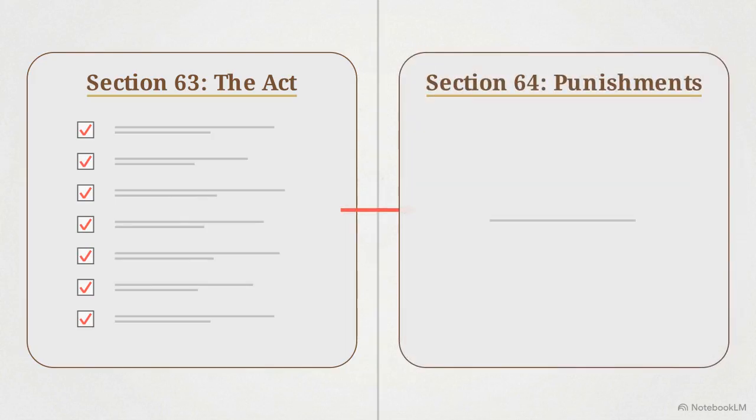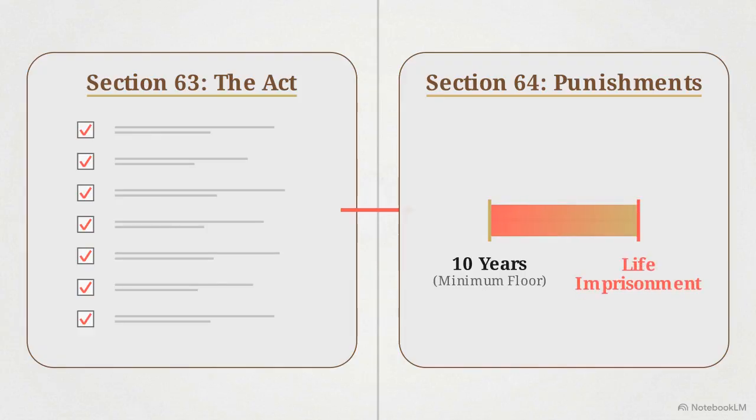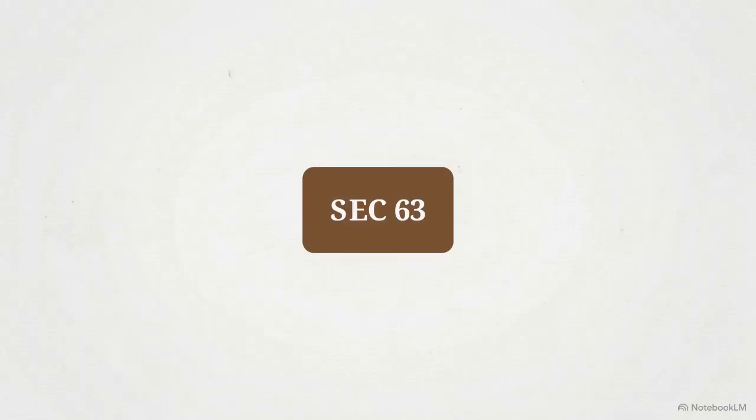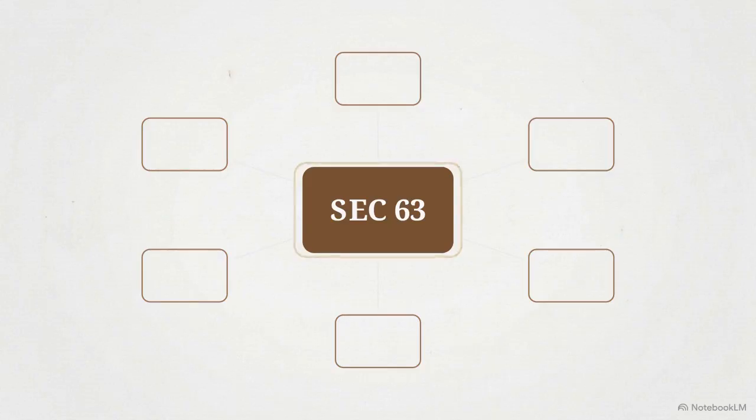For a standard conviction, the law sets a minimum floor of 10 years, which can extend to life imprisonment depending on the severity of the case. Mastering the specific parameters of Section 63 is a requirement for analyzing any sexual offense under the new code. You cannot accurately address complex scenarios until these foundational definitions are clear.